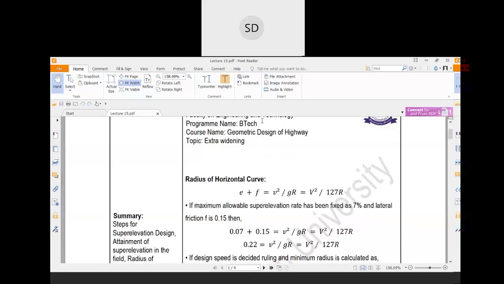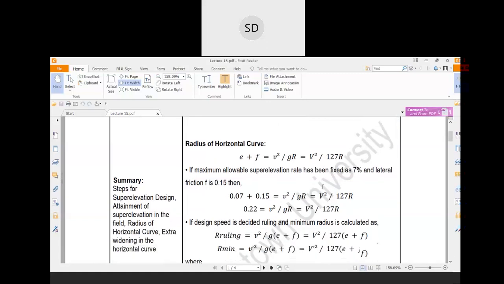So basically the radius of the horizontal curve is estimated based on the super elevation formula. In the super elevation formula, for the value of e, that is super elevation, you put the maximum value, that is 0.07, and for the value of f you put the maximum value, that is 0.15. Now putting all these values, you will find out the value of V.